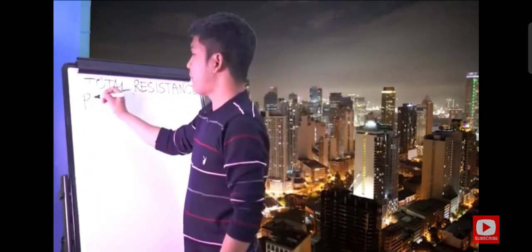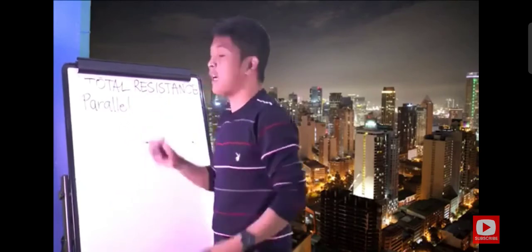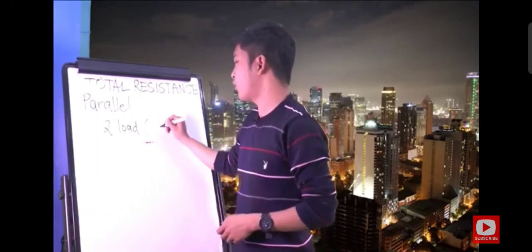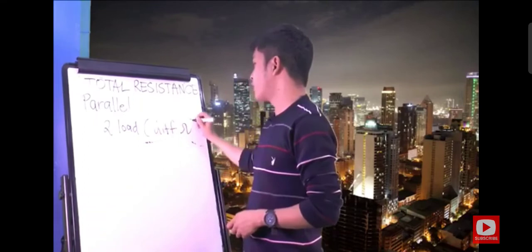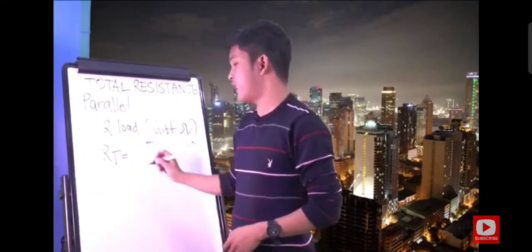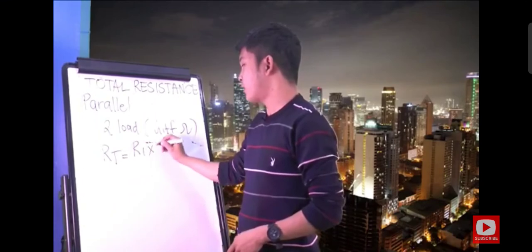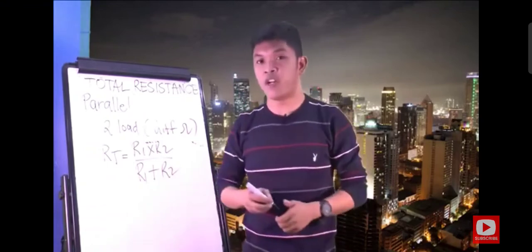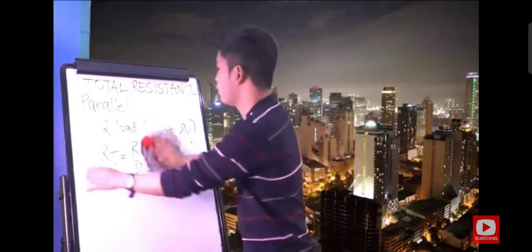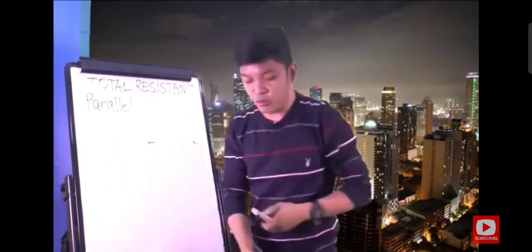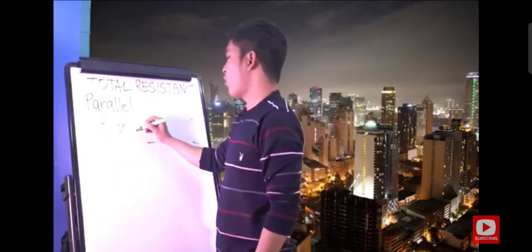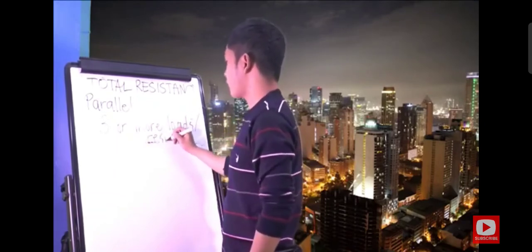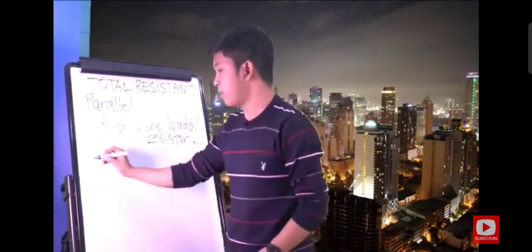Next is naman yung sa parallel. Sa parallel, meron tayong iba't ibang formula. Kapag may two loads lang or two resistance pero different values ng ohms, ang formula natin is RT is equals to R1 times R2 over R1 plus R2. Yun yung ginawa ko kanina. And then, paano naman kapag yung parallel natin, merong 3 or more loads or resistor? Example.